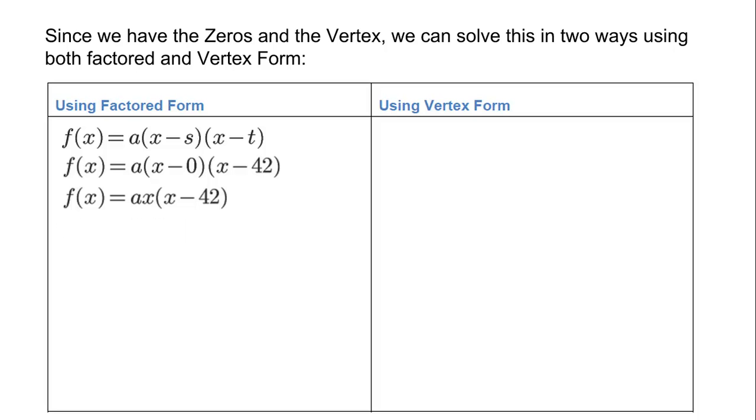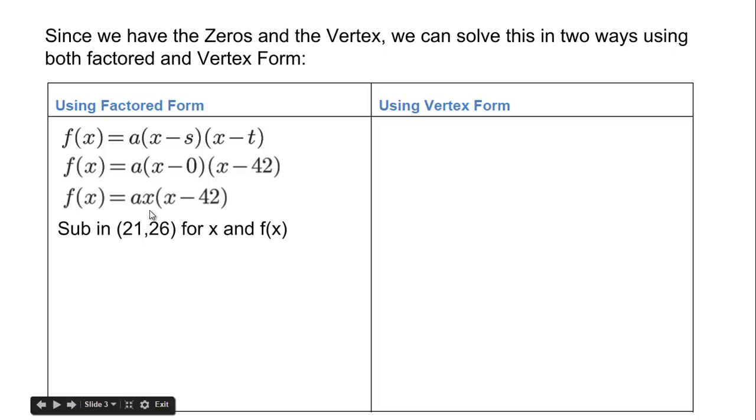We have a situation where we have an x value, a y value, and an a value. So we actually have to sub in a point, and you can't sub in the zeros. It just isn't going to work. So you have to sub in the other point that you haven't used yet. If you sub in x equals 21 and y equals 26, or f of x equals 26, then you have a situation where you can solve for a. You just get an equation with one unknown.